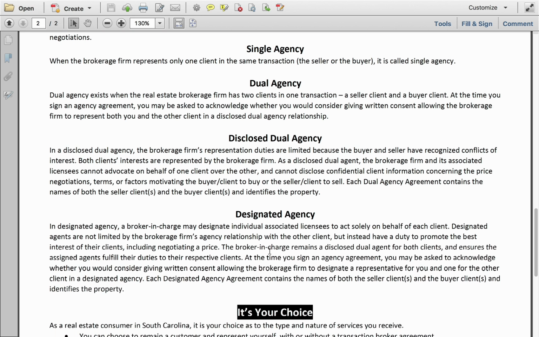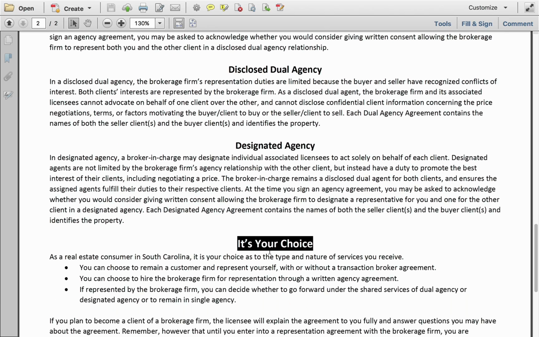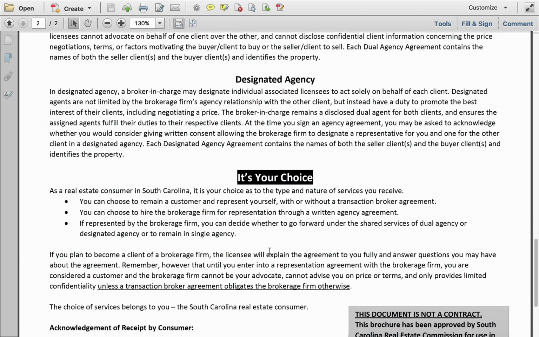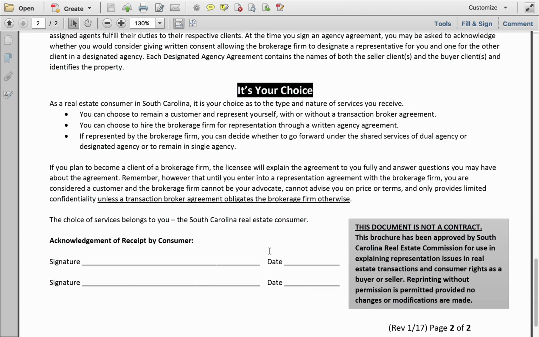So basically, it goes on to talk about disclosed dual and designated. Disclosed dual is actually what we provide, and that's where you'll know who the seller is, and the seller will know who you are, and how that will work. Designated agency, we do not participate in, so I'm going to skip over that. And basically, it ends with saying it's your choice.